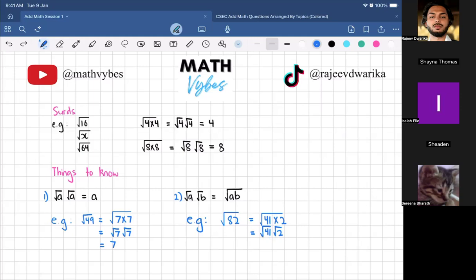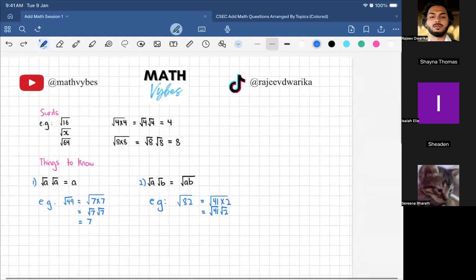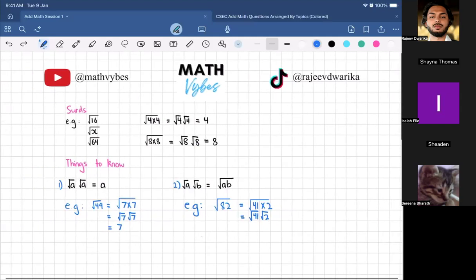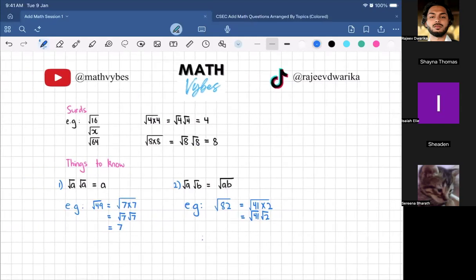Yes. Right. Well, let's look at a slightly different example. Let's just say we had the square root of 48.